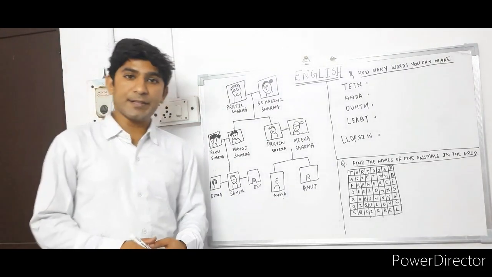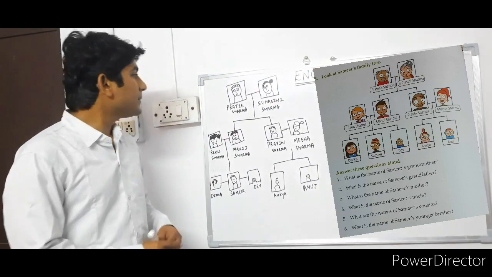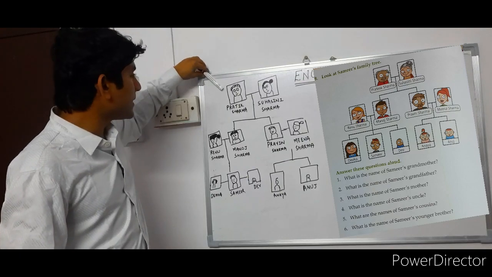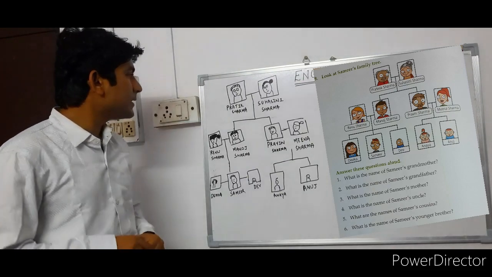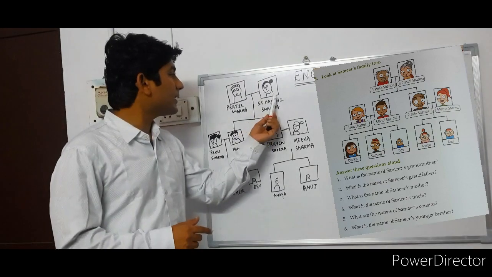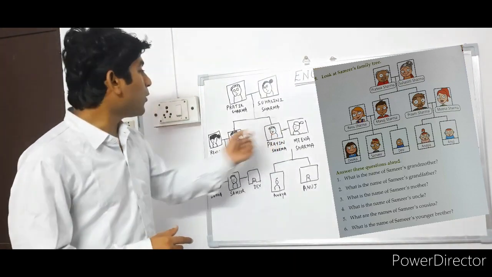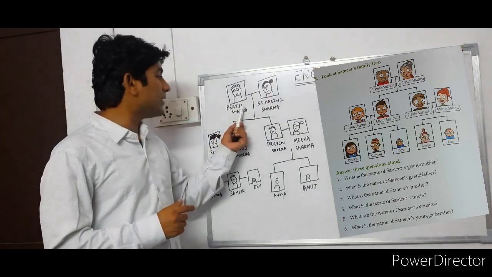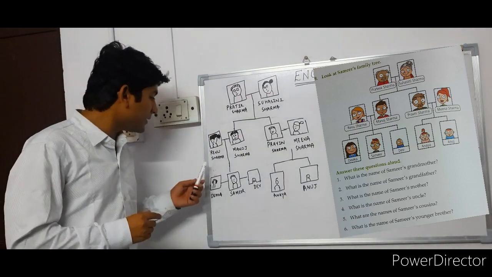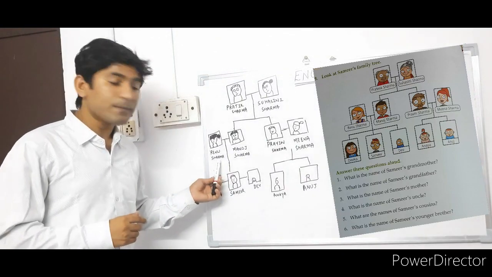Here in the next worksheet we are provided with the family tree of Samir Sharma's family. So in this, we can see the family tree of Samir Sharma's family. So the first question is, what is the name of Samir's grandmother? So here we can see Samir's grandmother at the top of the family tree. Suhasini Sharma is the name of Samir's grandmother. Now what is the name of Samir's grandfather? Prateek Sharma is the name of Samir's grandfather. Now what is the name of Samir's mother? Now here, Renu Sharma. Renu Sharma is the name of Samir's mother.